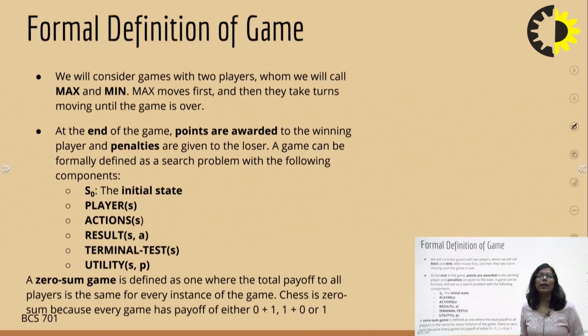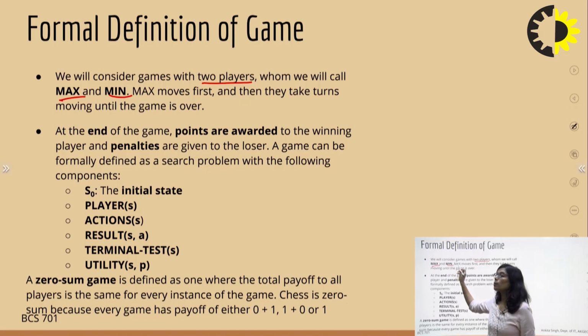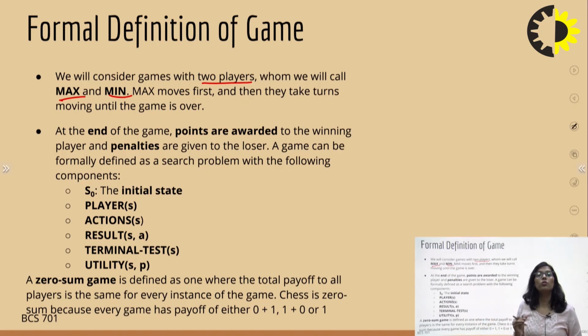Now, when we are trying to solve the game problems, we have to describe them in such a way so that our agents are able to solve them, right? So, whenever we are talking about adversarial games, we have two players and we call one player max and the other player min. The purpose of the max player is to maximize its utility and the purpose of the min player is to minimize the utility. So therefore, it is called a zero-sum game. Why? Because at the end, your utility will be zero.